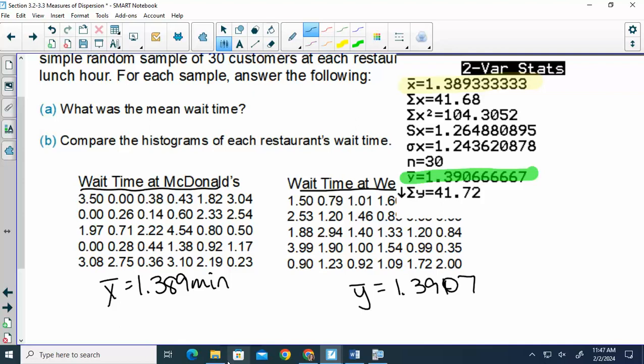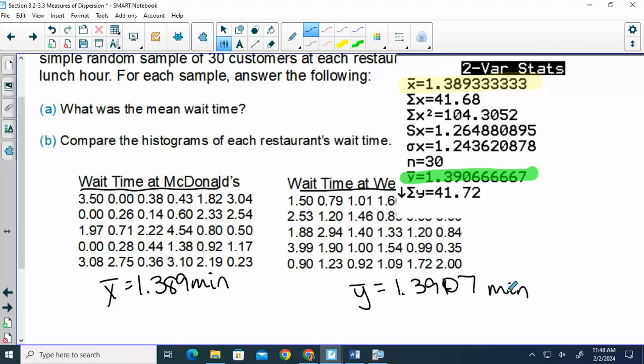So, just a fun way, that way you don't have to enter one, clear it out, and then enter in the second. You can put them both in and look at them at the same time. And we have the mean for both times. So what do we see? They're very close. Is there much difference between 1.389 minutes and 1.39 minutes? No, so it's essentially the same wait time. So if you're trying to decide where to go when you're short on time, it looks like it really doesn't matter. It's about the same.